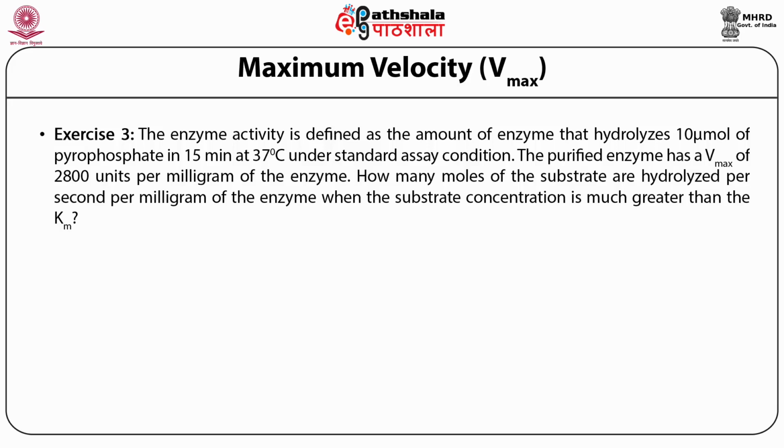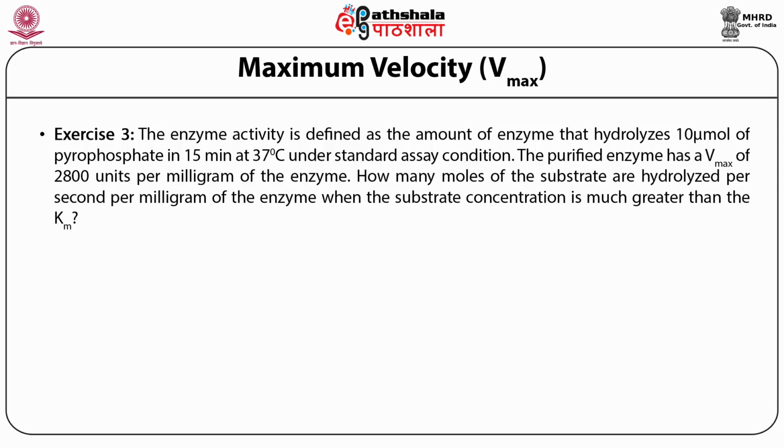Two to three points are very important in this question. The first one is that you're putting in a substrate concentration which is higher than the Km. That means you're putting in an abundance of the substrate. At the same time, they are giving you the Vmax, but in units. So they are giving you Vmax equal to 2800 units per mg of the enzyme.